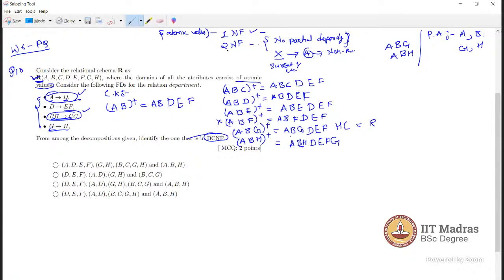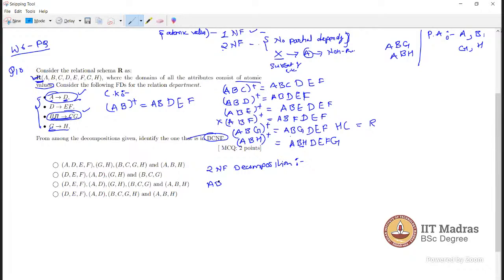Now, in order to make this into 2NF, we need to remove this partial dependency. How do we remove it? We need to decompose this relation R such that it is in 2NF. We take the union of LHS and RHS, and that will be a relation. The union of LHS and RHS means AD, right? Yes, sir, AD.